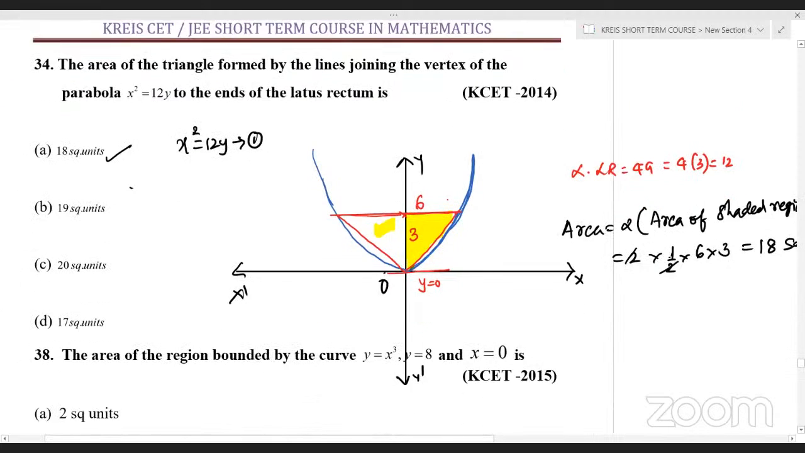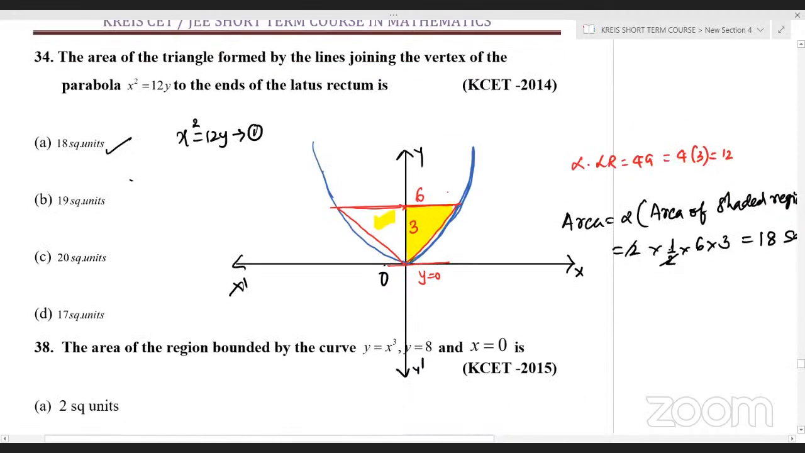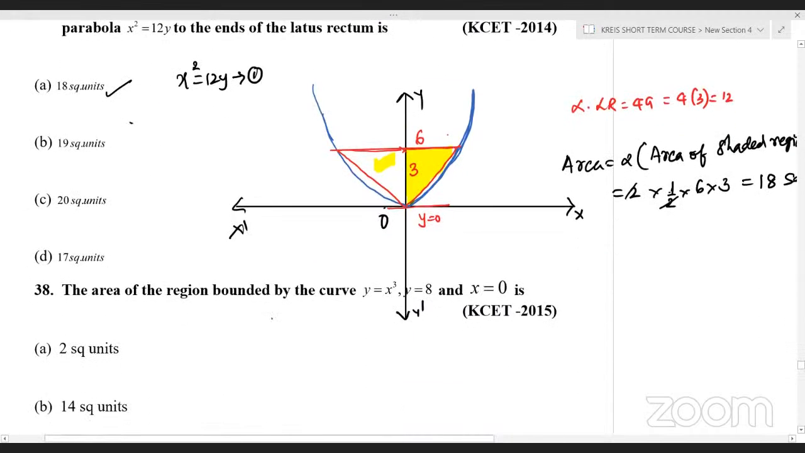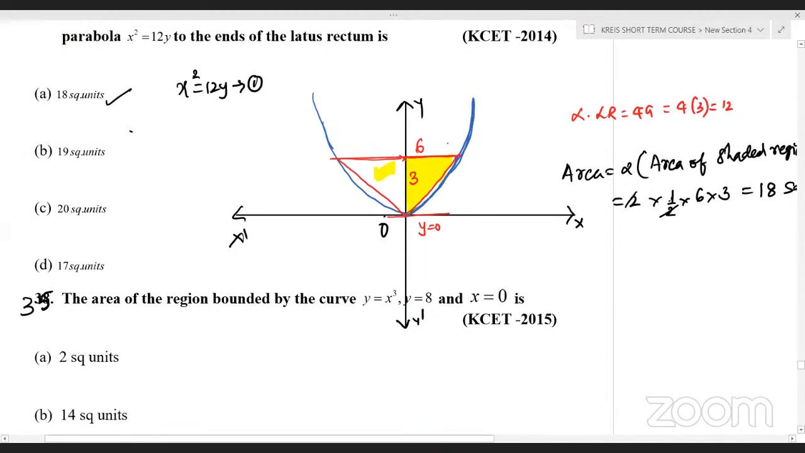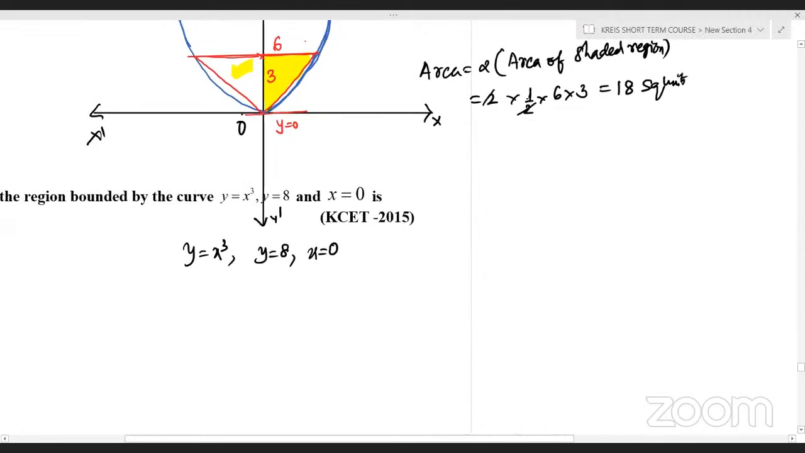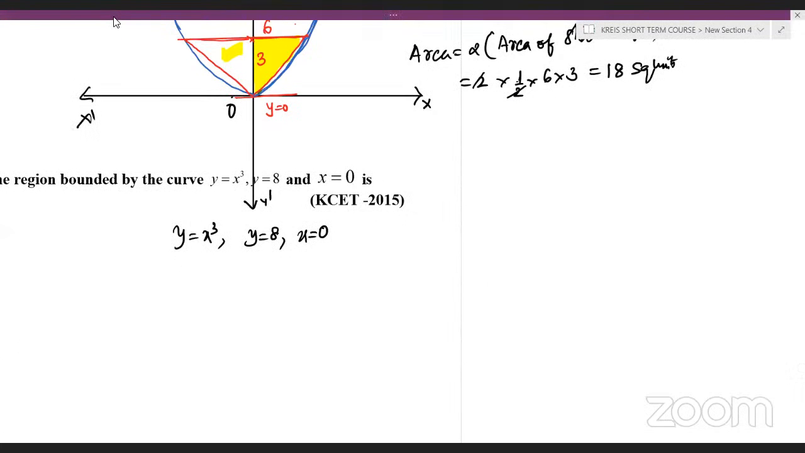Now question number 32, 34 or question number 35. So the 35th question, see what is there, it is a misprint of the number, right? The area of the region bounded by the curve y is equal to x cube, and y is equal to 8, and x is equal to 0. See, quite an interesting question again, right? Which is given in the 2015 question paper.